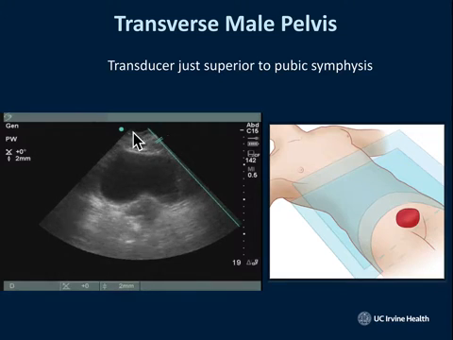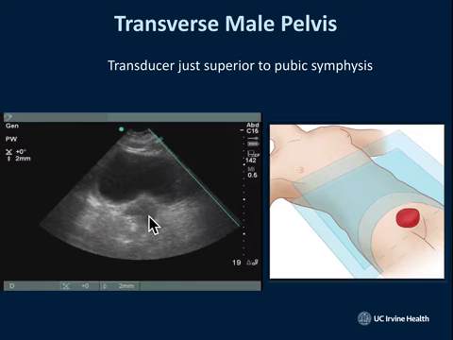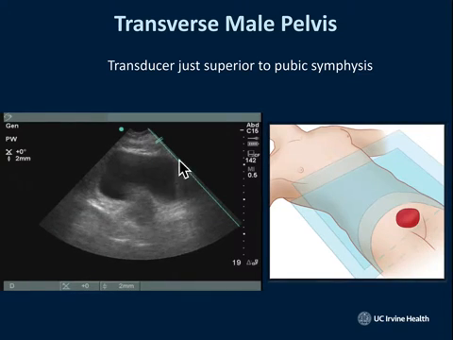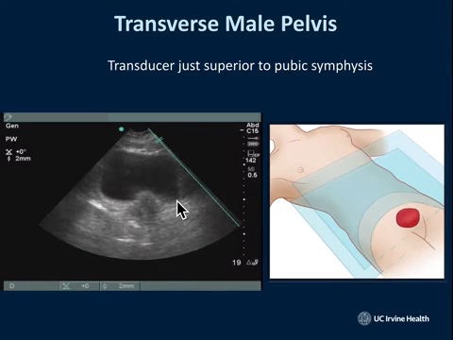And in the male pelvis, it looks very similar, except instead of the uterus, we have the prostate down here. This gets larger and larger as the patients get older and older, but you can see a nice rectangular-shaped, relatively full bladder in the male pelvis.